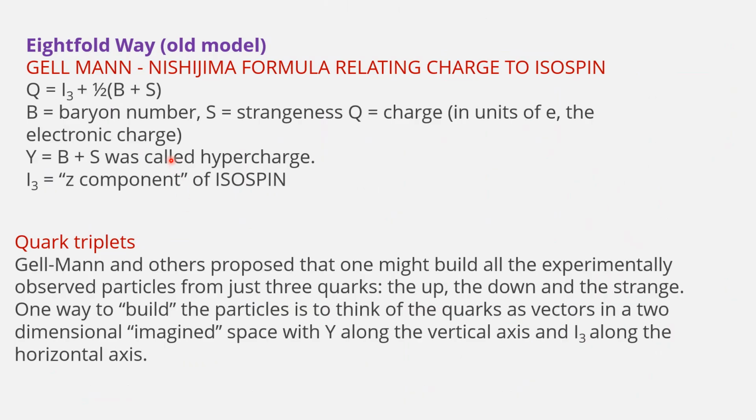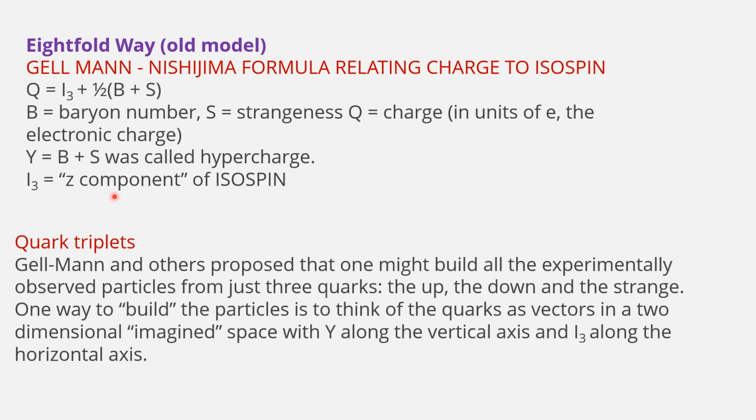And this is the eightfold way, the Gell-Mann–Nishijima formula relating electric charge to isospin. Q is equal to I3 plus half of (B plus S), where B represents the baryon number, S is strangeness, Q is the charge in units of the electronic charge, and I3 is the Z component of isospin. Y is equal to B plus S, which is called the hypercharge.